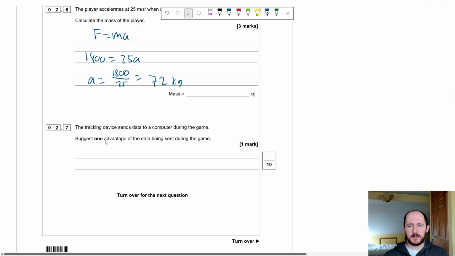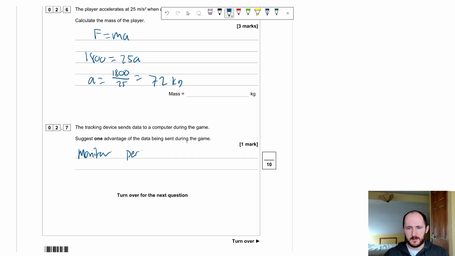Okay, so why is it an advantage to send the data during the game as opposed to, well, what's the only other option? It's after the game, right? Well, if it's during the game, then that means you can monitor the performance live, as opposed to having to wait until afterwards. So you can imagine that the coach maybe is looking at this data in real time, or whoever looks at the data, I actually don't know, to be honest. I guess like a physiotherapist or something will be looking at this data whilst the game is going on, which means they can give immediate feedback after the match. That would be my guess, but this is kind of the idea.